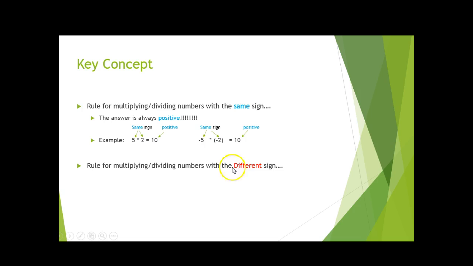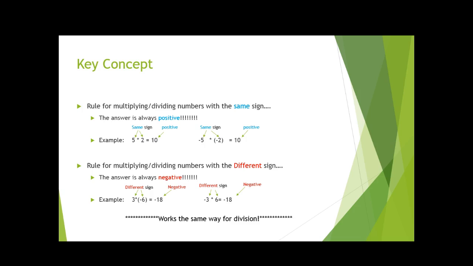answer. For multiplying numbers with different signs, the answer is always going to be negative. For example, if I have 3 times negative 6 to do, I have a positive and I have a negative, so they're different signs, which means I'm going to get a negative answer. If I have negative 3 and positive 6, those are different signs as well. When I multiply or divide them, I'm going to get a negative answer. So those are the rules in a nutshell.